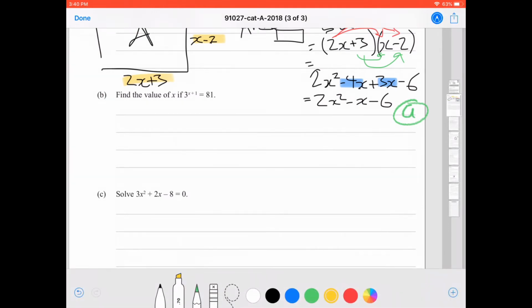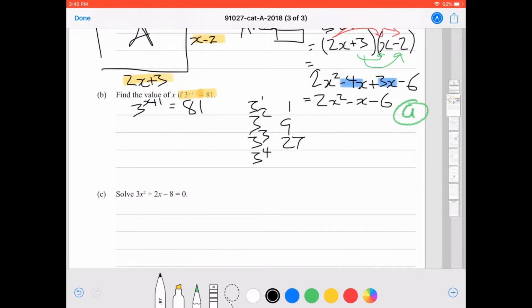Question 1b. We've been asked to find the value of x if 3 to the power of x plus 1 equals 81. Okay, so we've got 3 to the power of x plus 1 equals 81. And here, this is a classic MCAT question. The crux of the question is understanding your powers of 3. So we've got 3 to the power of 1 is 3, 3 to the power of 2 is 9, 27, and 3 to the power of 4 is 81.